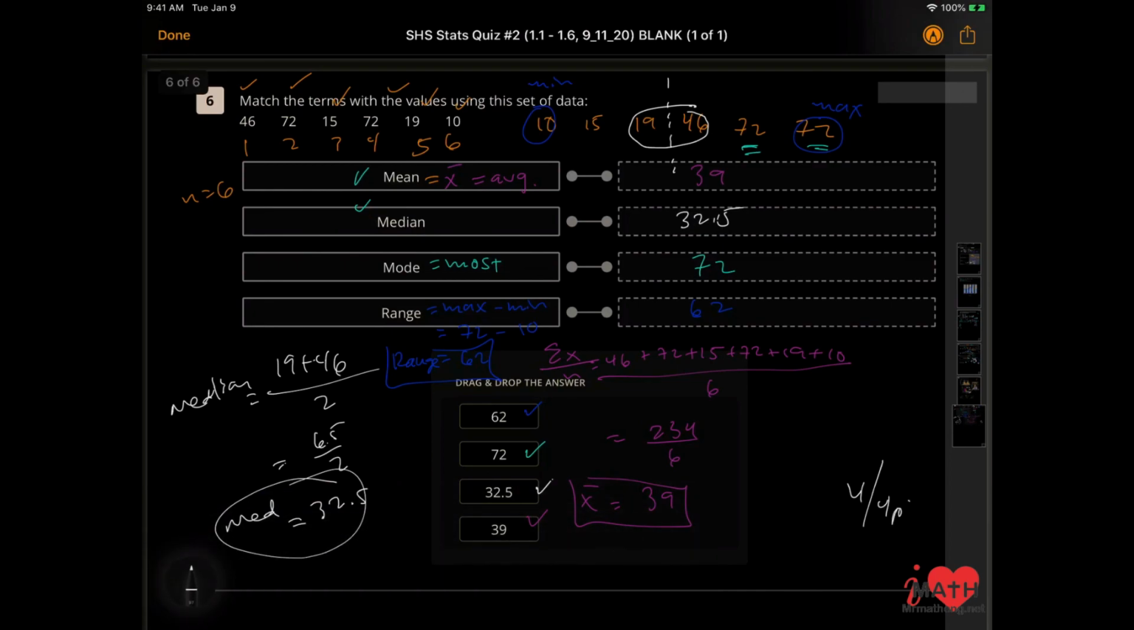And that question was out of 4 points. 1 point for each correct answer. Hopefully these corrections were helpful for you guys.